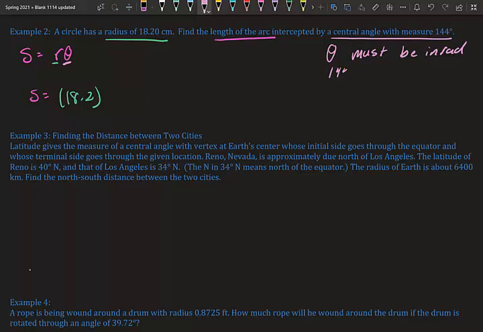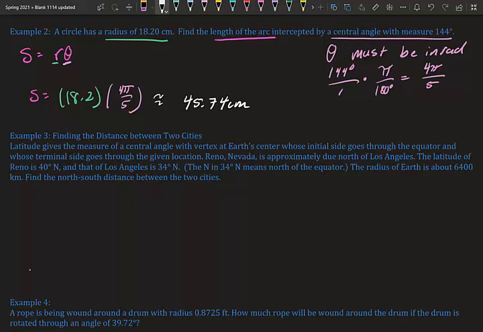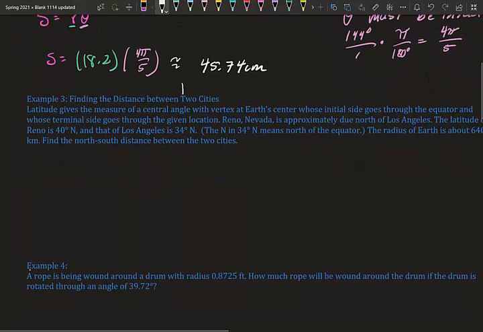We have 144 degrees over 1 times pi over 180 degrees, and we get 4 pi over 5 radians. So that's our theta. 4 pi over 5 radians. So we put this onto our calculator and we get 45.74 centimeters. And again, 4 significant digits because it's 4 significant digits of what they gave us.